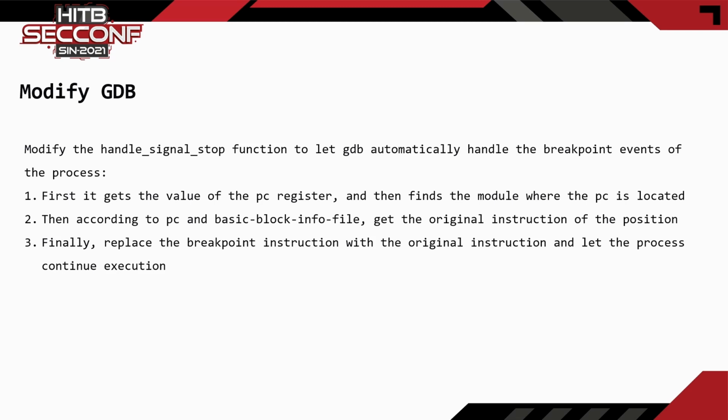Next, I will introduce the modification for GDB. We manually modify the handle_signal_stop function to let GDB automatically handle the breakpoint events of the process. The logic of processing the SIGTRAP signal after modification is as follows. First, it gets the value of the PC register, and then finds the module where the PC is located. Then, according to the PC and the basic block info file, it can get the original instruction of the position. Finally, it replaces the breakpoint instruction with the original instruction, and lets the process continue to execute.